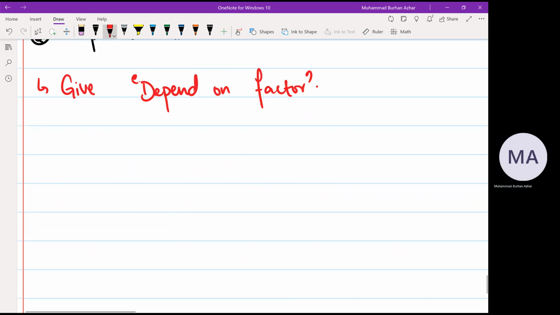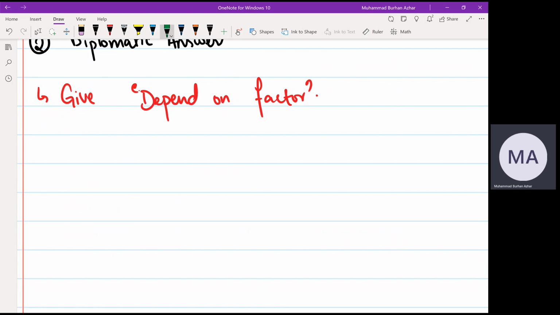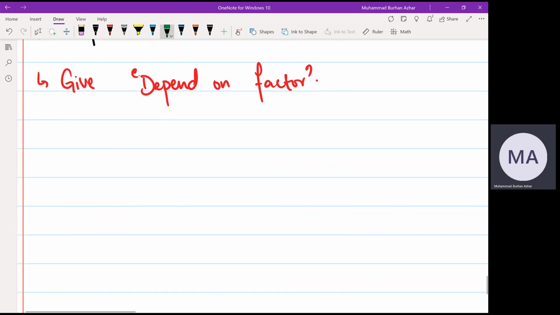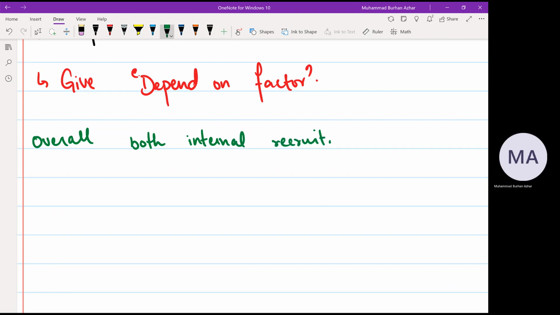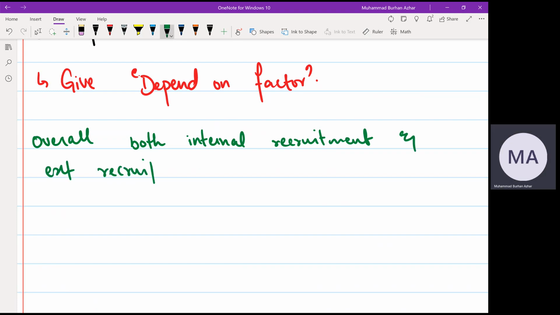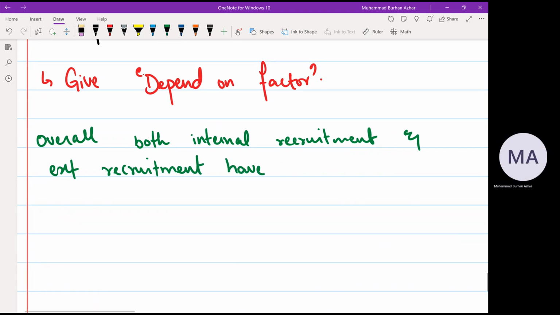And what are those? Let's talk about it. ठीक है. Same question, whether external recruitment is better या नहीं. So I'll say that overall, क्योंकि मैं इसके pros and cons दोनों पहले analyze कर चुका हूं in the answer, I'm just writing a final evaluation. So I'll say overall, both internal recruitment and external recruitment have their pros and cons.